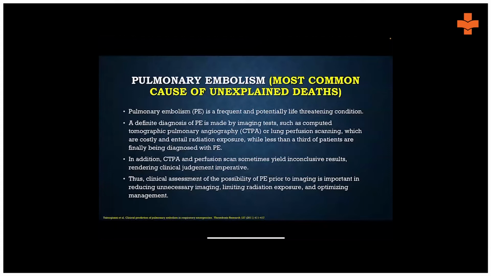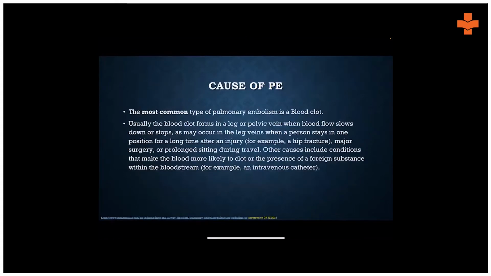The first thing you need to do is put these patients on oxygen. CT pulmonary angiography is usually the diagnostic test. And once you've picked up PE, you have to treat it with blood thinners. So that's how you treat PE.